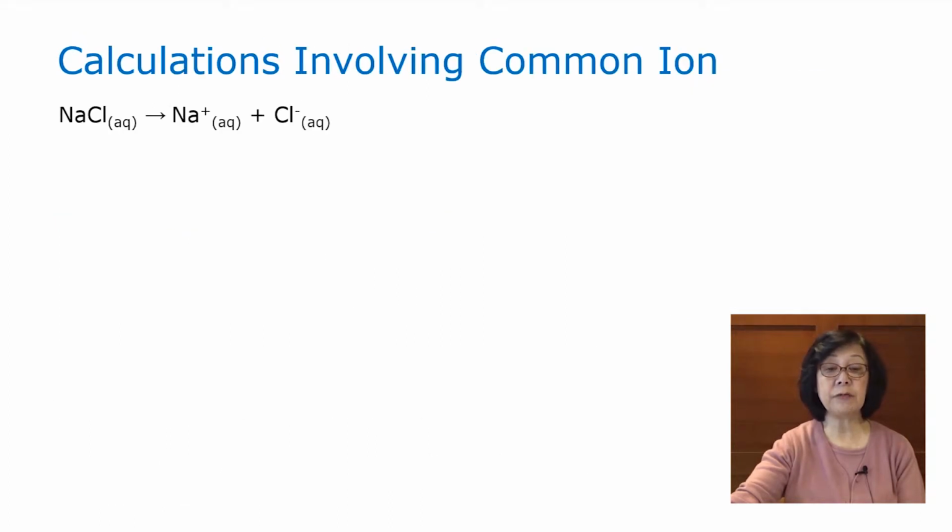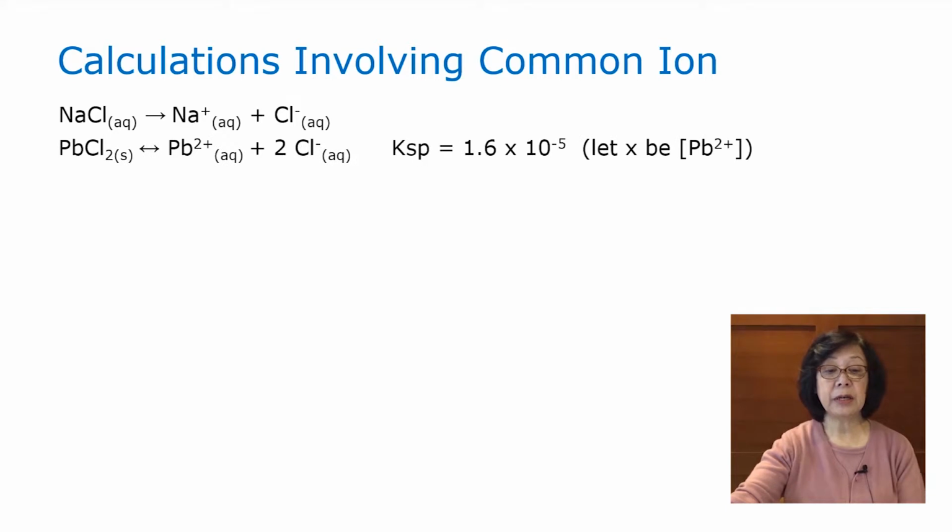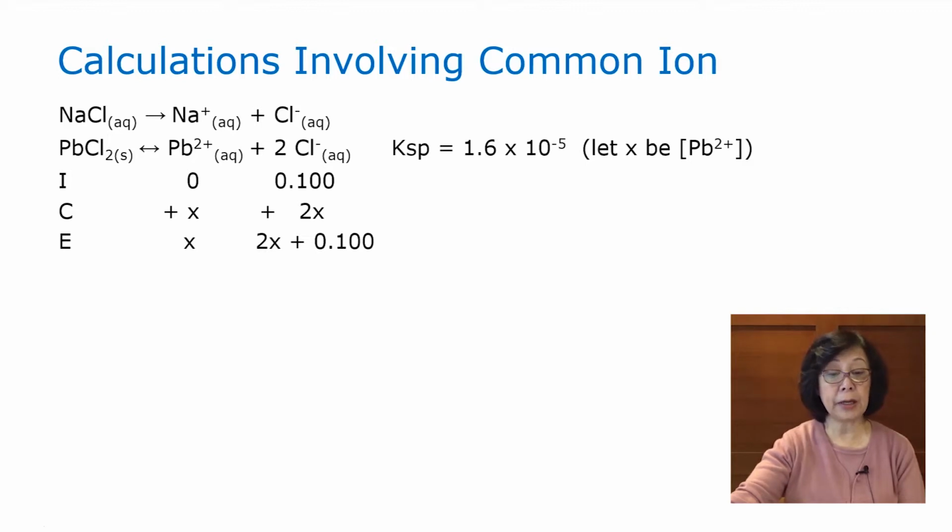Let's do some calculation involving a common ion. Here is the given situation: sodium chloride and lead chloride, and the Ksp of lead chloride is 1.6 times 10 to the minus 5, and let x be the concentration of lead ion. So initially we have nothing for the lead ion, but for the chloride ion, because of sodium chloride, we have 0.1 molar. Now the change is x and 2x, and the equilibrium concentration is x for the lead ion, and 2x plus 0.1 coming from the sodium chloride for the chloride ion concentration.